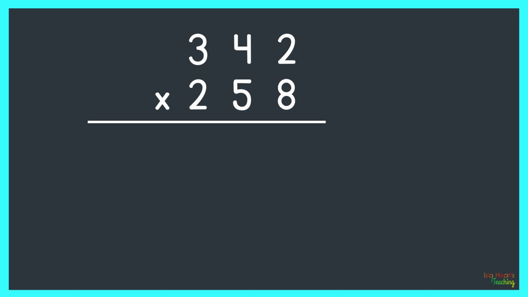First of all, let's have a look at the number on the bottom, 258. In order to multiply the two numbers, first of all, we are going to multiply 8 by 342. Let's write this on the side, so we don't forget. 8 times 342. Next up, we are going to multiply the 5 by 342.